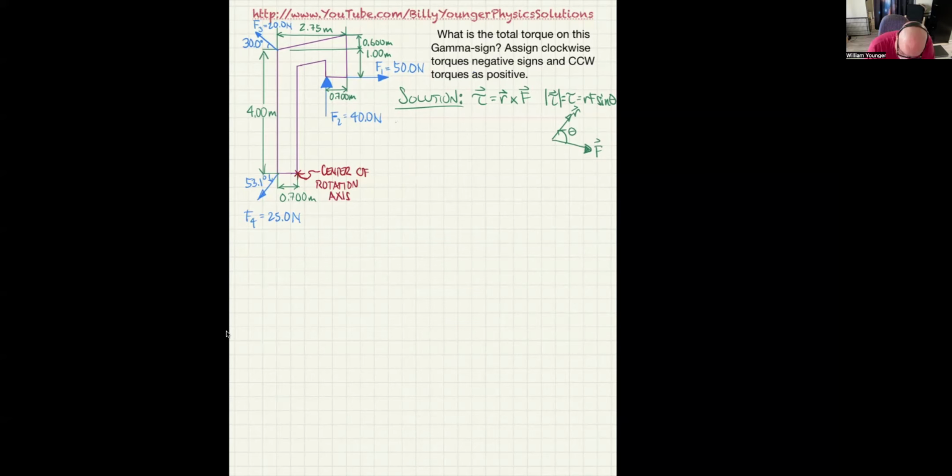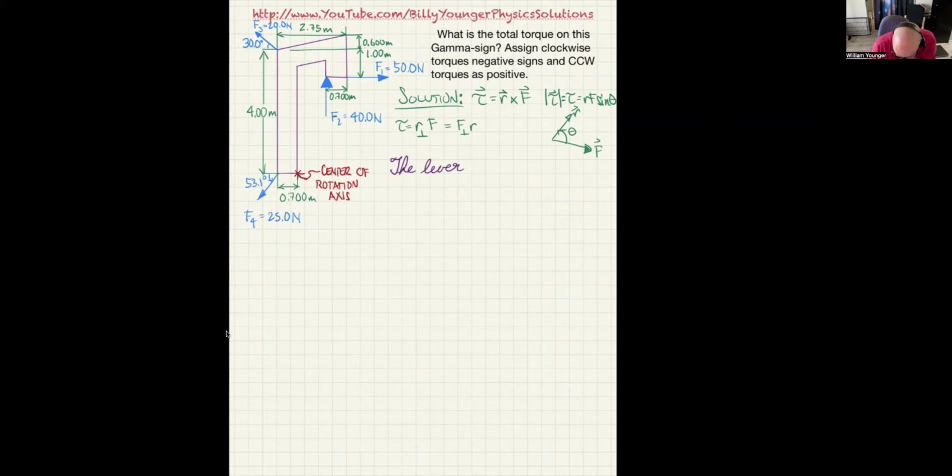Some other formulas, though: torque is equal to the component of the lever arm that's perpendicular to the force. So the component of the lever arm perpendicular to the force is R perpendicular, and then we just multiply it by the magnitude of the force. Or alternatively, you can take the component of the force that's perpendicular to the lever arm and just multiply it by the lever arm. And in all these cases, the lever arm is a vector that points from the axis of rotation to the point of application of the force. So just so everybody's on the same page with that, I'll write it out.